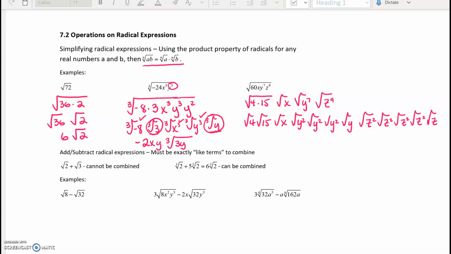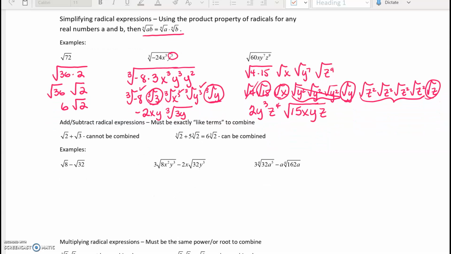So our perfect squares, here's our first one. It's 2, and the square root of y squared is y, and we have 3 of those, so that's y cubed. So they're gone. We have the square root of z squared, and we have 4 of those. And then what's left under the radical? There's our 15, our x, here's a y, and last but not least, a z.